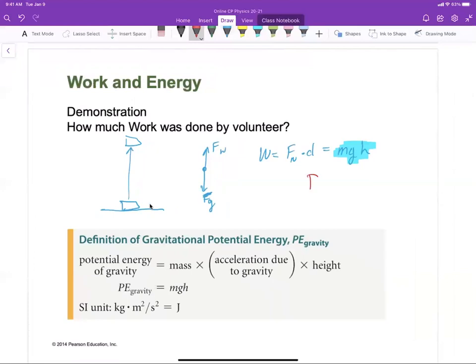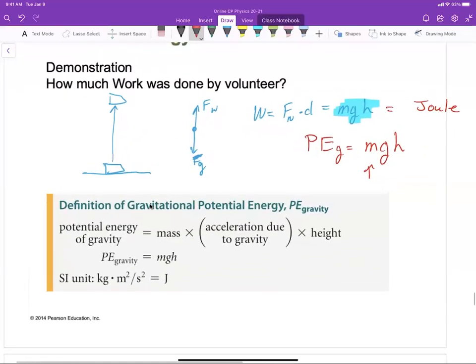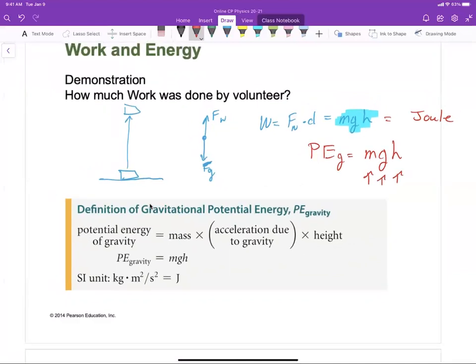That work had to go somewhere, which is still in units of joules. That is potential energy due to gravity that she has created. That work that she did created a potential energy due to gravity. It is related to the object's mass, its gravitational acceleration due to Earth, and the height to which she raised the book.